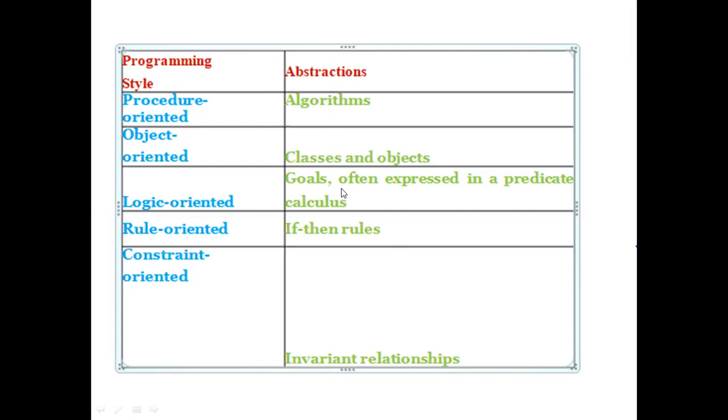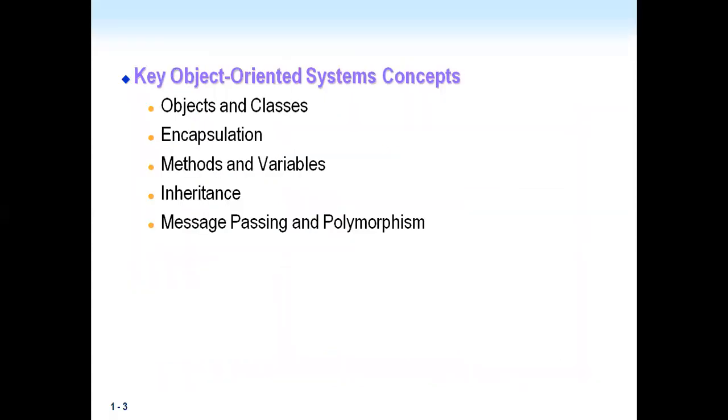So there are five types of programming styles: procedure oriented, object oriented, logical oriented, rule oriented, and constraint oriented. First, we are using the key object oriented systems concepts. First, objects and classes. Second, encapsulation. Third, methods and variables. Fourth, inheritance. And fifth, message passing and polymorphism. The main elements of the object model are these.